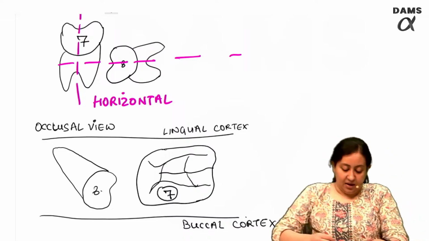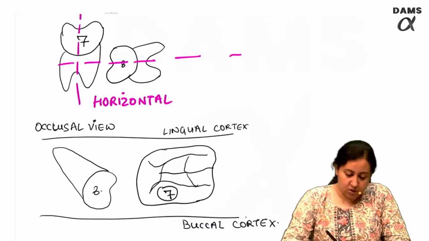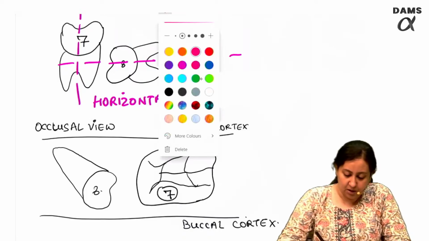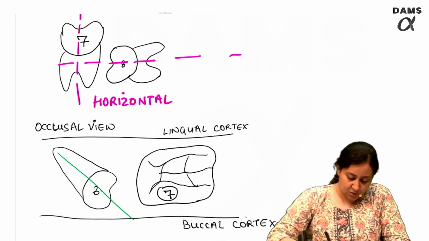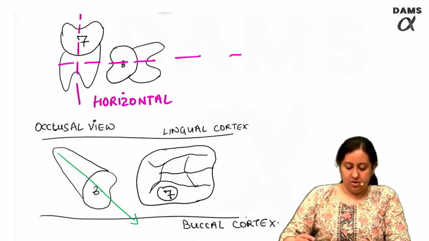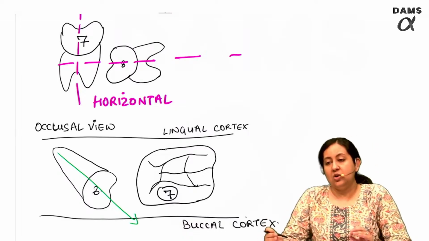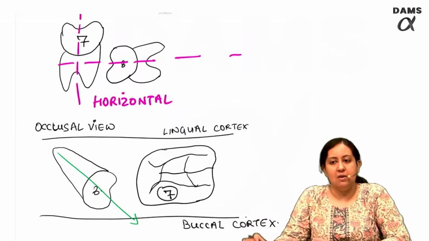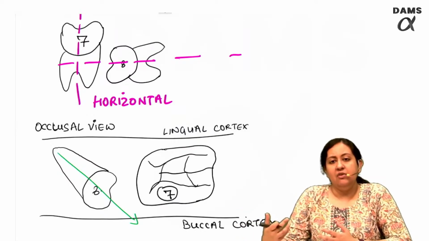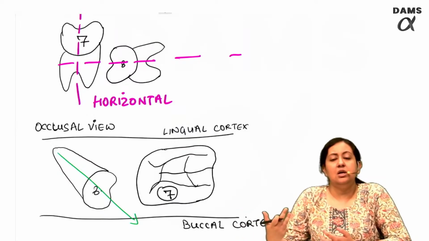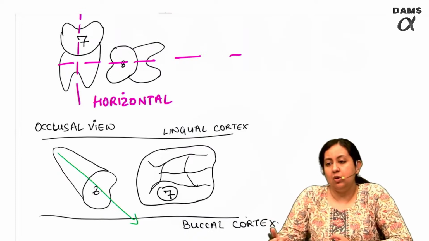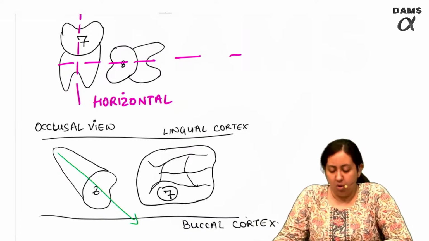So if you see the angulation, the crown is towards the buccal cortex. The crown is towards the buccal cortex. So this becomes a horizontal buccoangular impaction. Similarly, if the crown would be towards the lingual cortex, then it will become a horizontal linguoangular impaction. I hope that is clear to all of you.